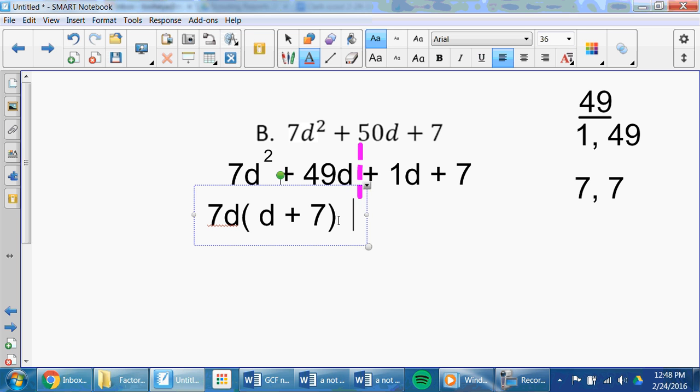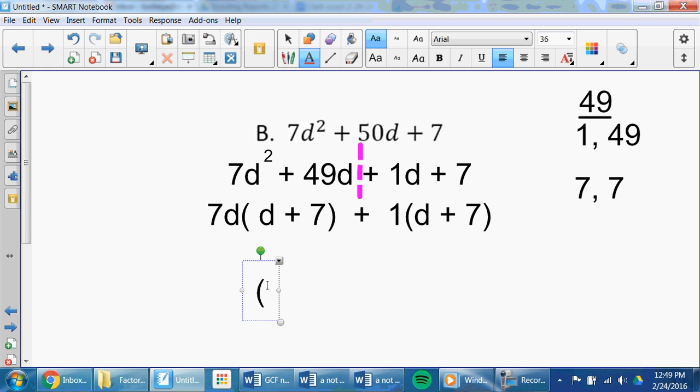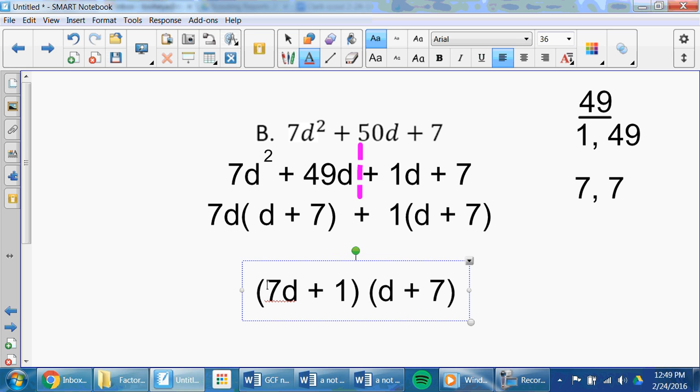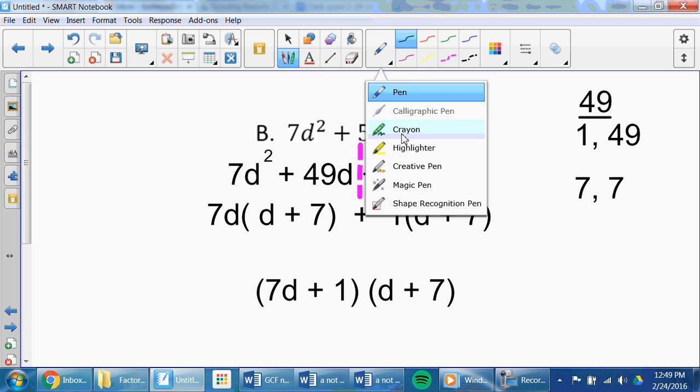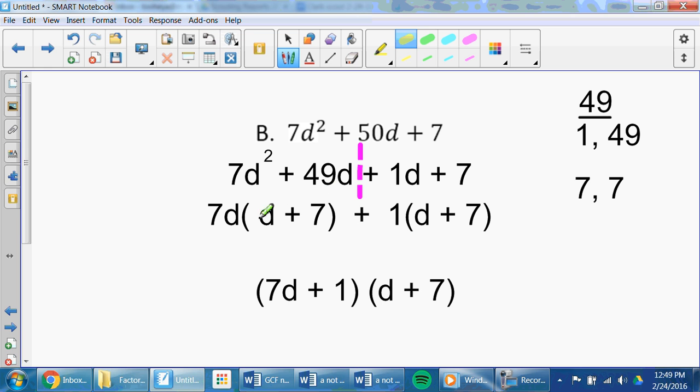And the second part, the only thing I can factor out is a 1, because that's their greatest common factor. It'd be 1 and then d plus 7. My final answer of these two factors would be 7d plus 1, the GCF factors, and d plus 7. So those factors come from our two areas. This d plus 7 is here, and then our 7d plus 1 comes from there. Alrighty, so there's B.